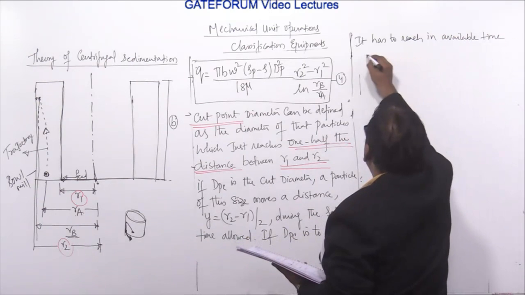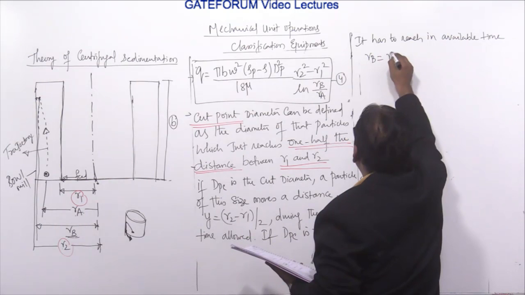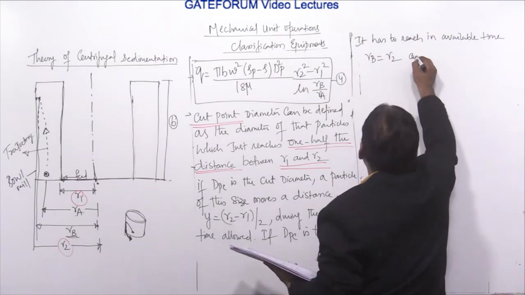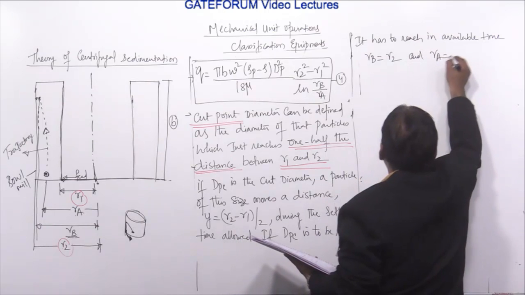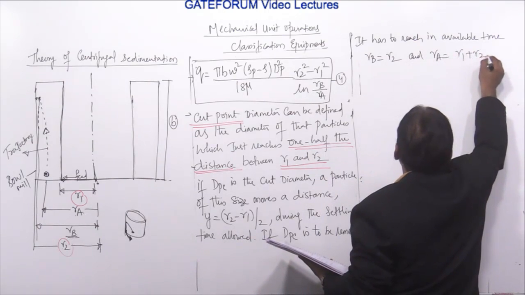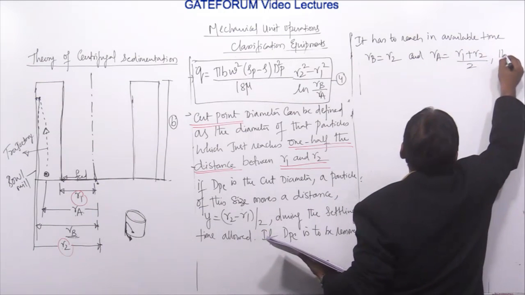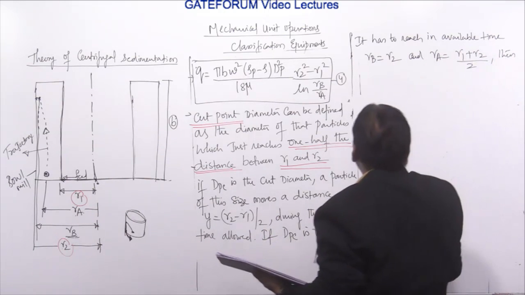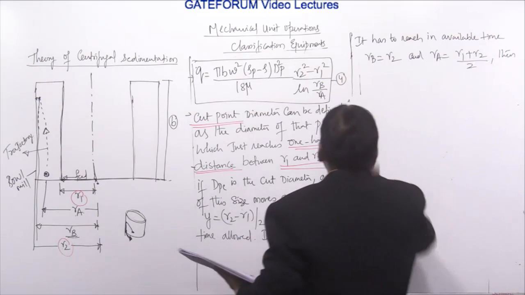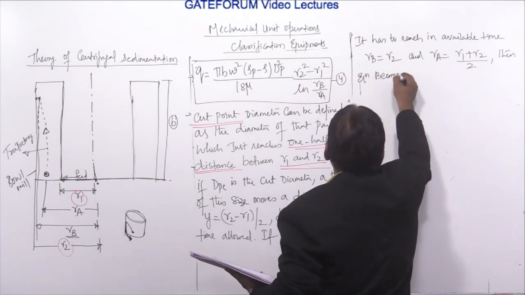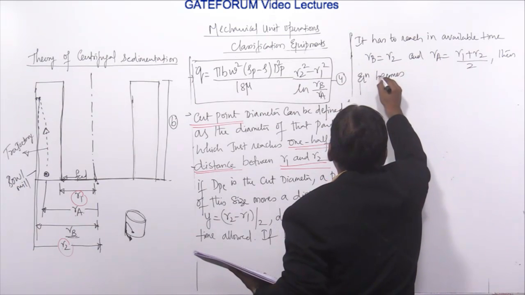RB is equal to R2, correct, and RA is equal to (R1 plus R2) by 2. That is a condition, because that is the definition of cut point diameter. Then the equation becomes, see how interesting it is.